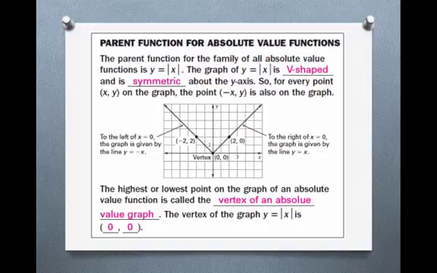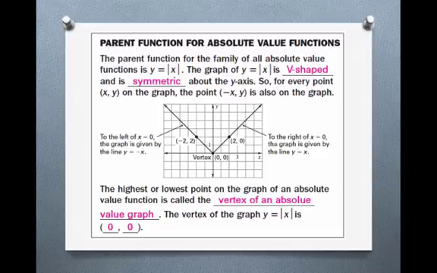The parent function for absolute value functions is the function y equals absolute value of x. The graph of y equals absolute value of x is V-shaped and symmetric about the y-axis. So for every point (x, y) on the graph, the point (-x, y) is also on the graph. So what you have is two rays starting at the vertex (0, 0).